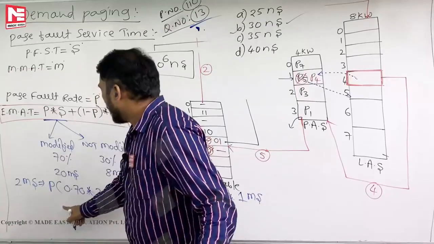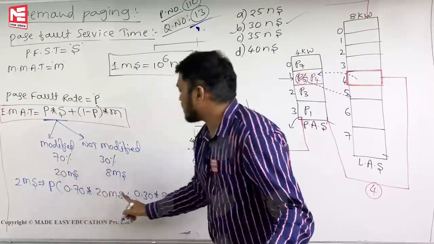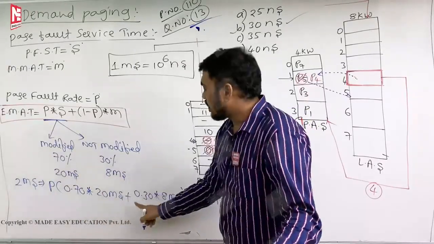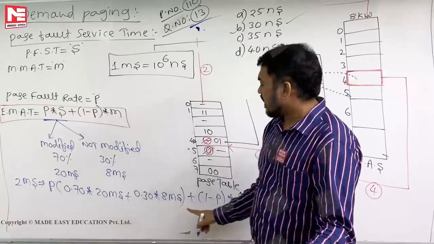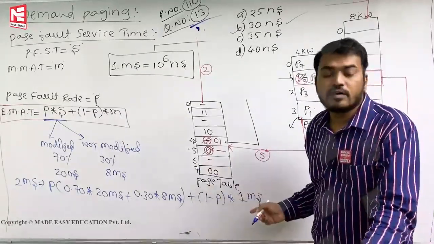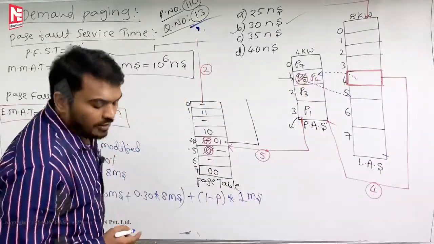So P into... whenever the page fault occurs, you have two cases. One is the modified case and the other is the not modified case. If it is the modified case, it takes a different service time, and the not modified case has a different service time. And when there is no page fault, you access the main memory access time. So you need to derive this equation carefully and try to get the answer. I am writing the answer here.